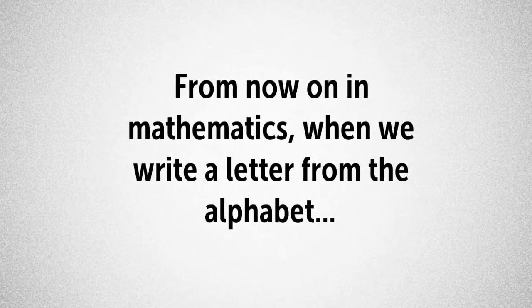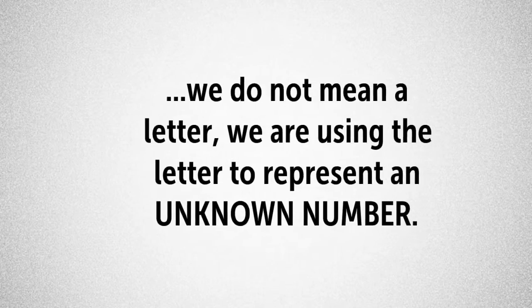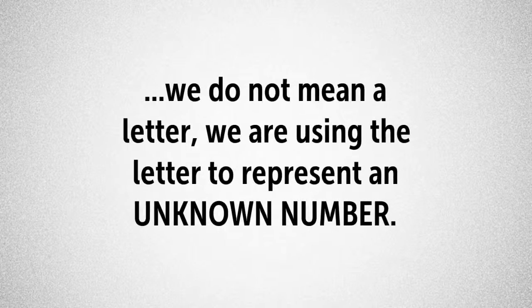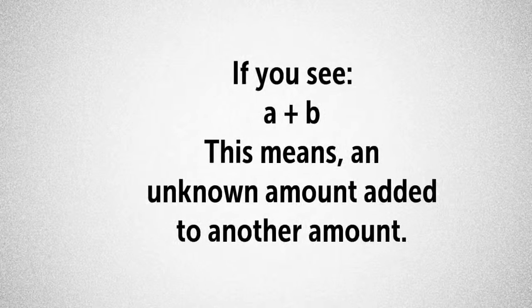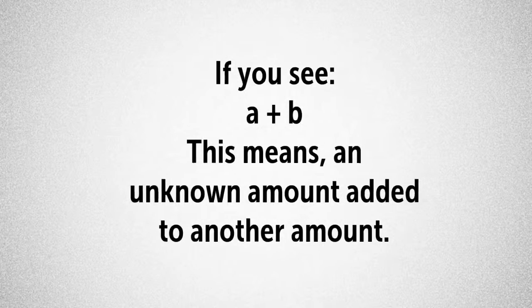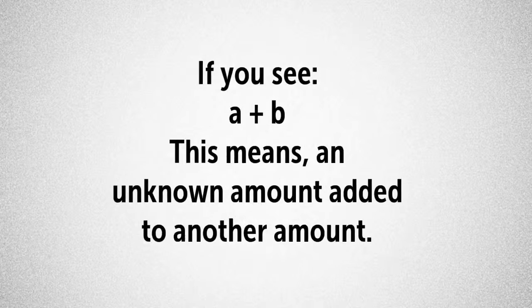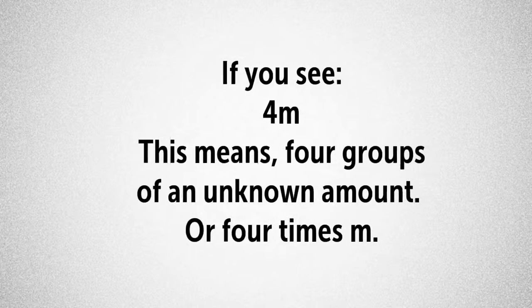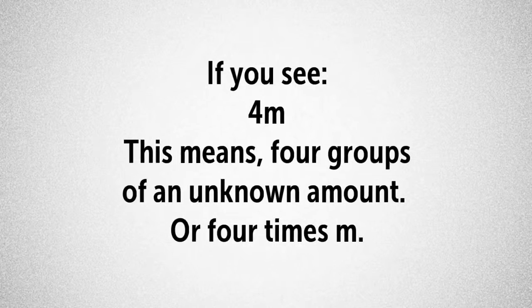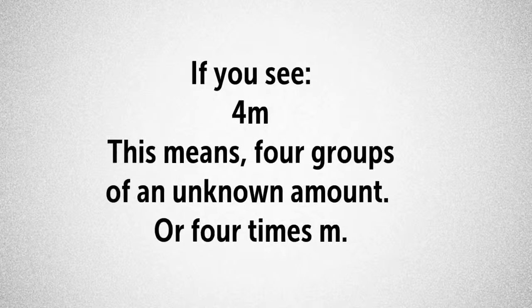From now on, in mathematics, when we see a letter from the alphabet, we do not mean a letter. We are using the letter to represent an unknown number. If you see A plus B, this means an unknown amount added to another unknown amount. If you see 4M, this means 4 groups of an unknown amount, or 4 times M.